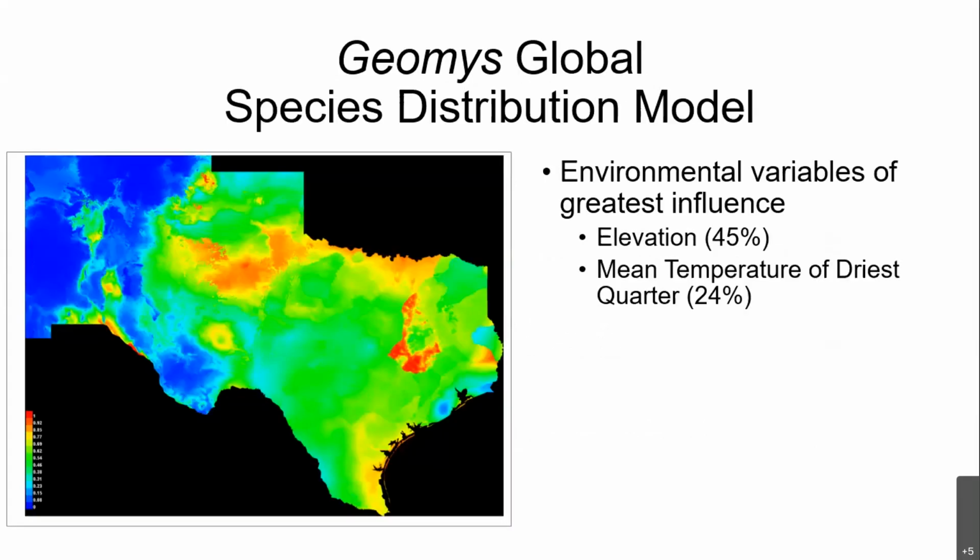Global Geomys species distribution model. The variables of greatest influence are elevation and mean temperature of driest quarter. And as you can see, it's a little bit different distribution-wise than the Thomomys was.